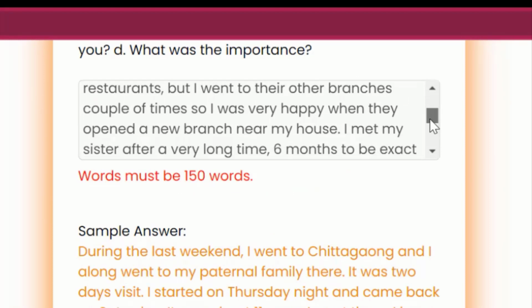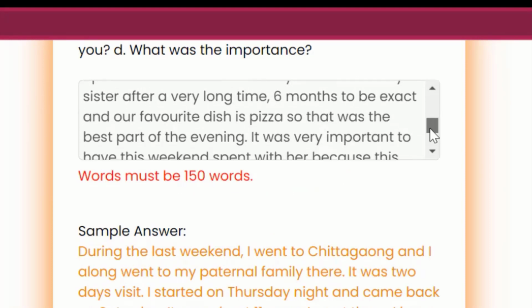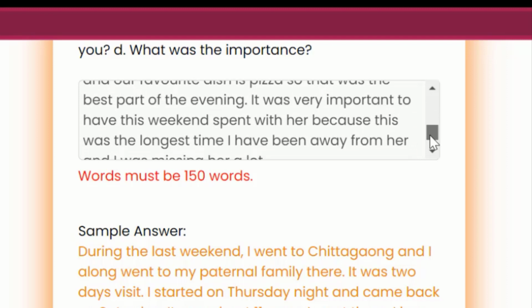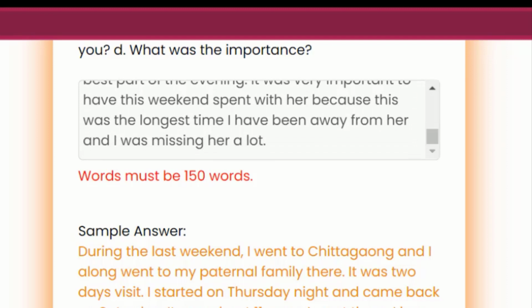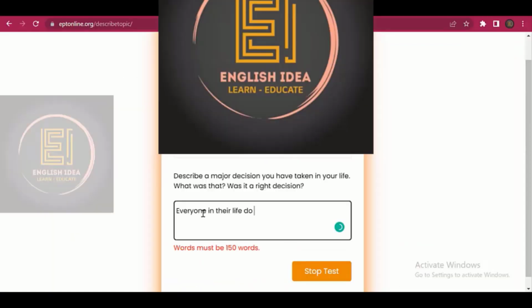In this website, you will find sample answers given once you finish your question. The sample answers are just given for references. You don't have to write or speak the same way the sample answers are given. Sample answers are given strictly for references only.